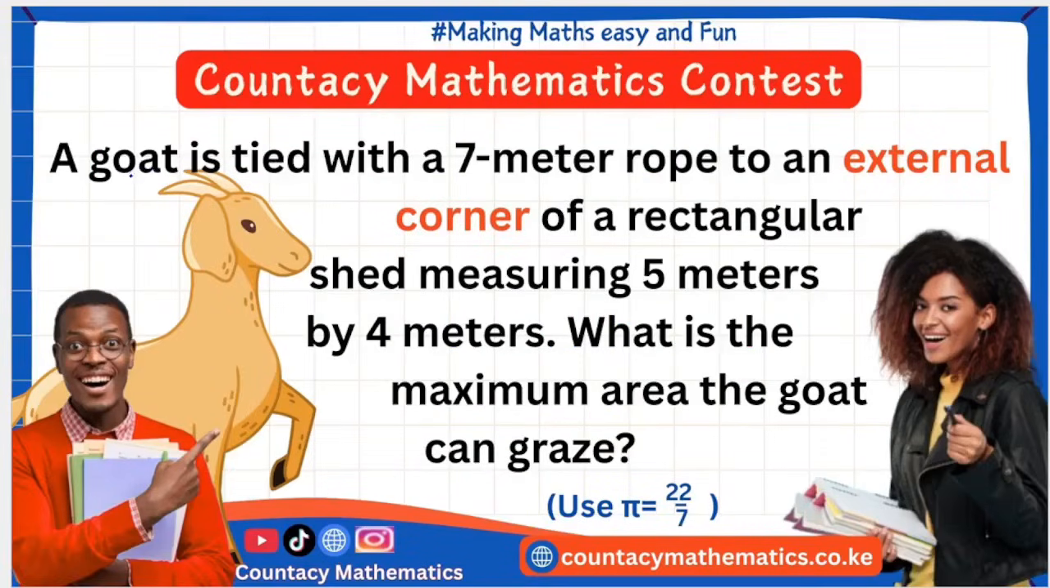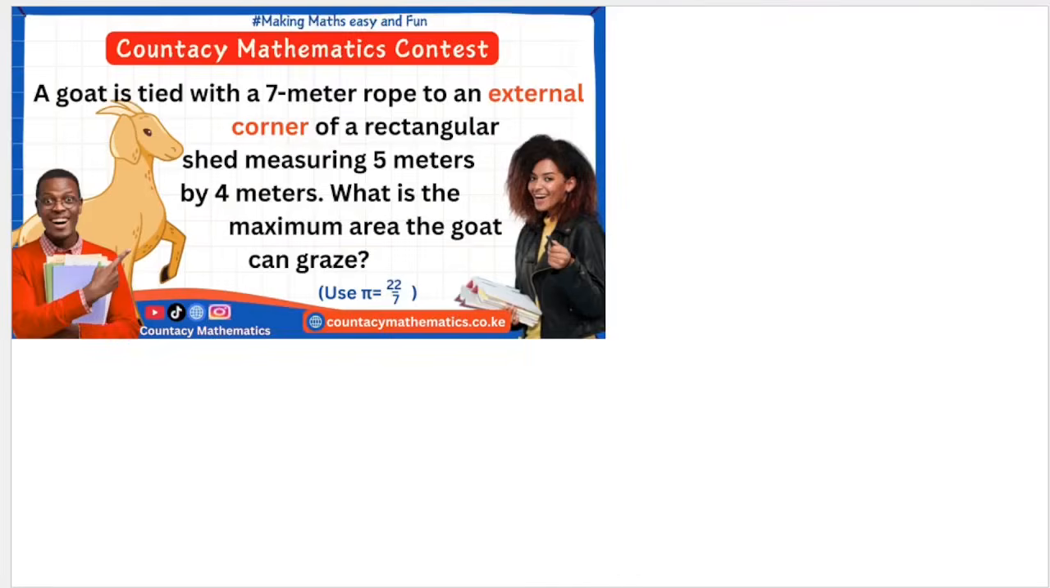We are told that a goat is tied with a 7-meter rope to an external corner of a rectangular shed measuring 5 meters by 4 meters, and the question asks what is the maximum area the goat can graze. If you wish, you can pause for a moment and think around the question and see whether you can evade the trap that was put in this question.